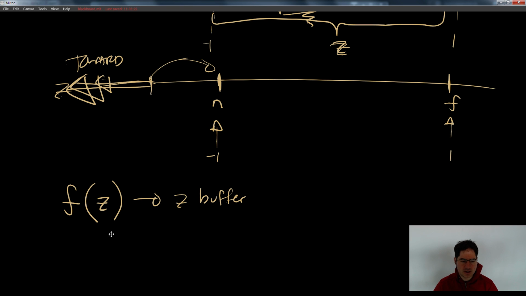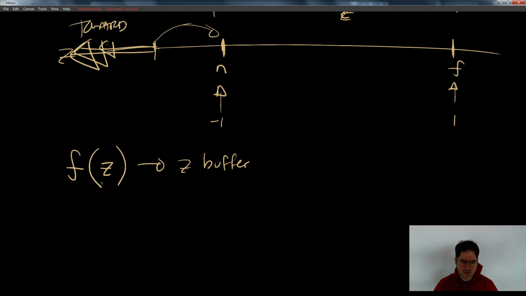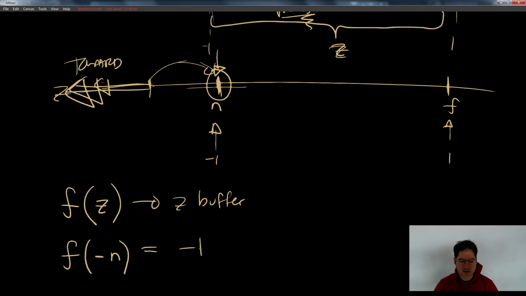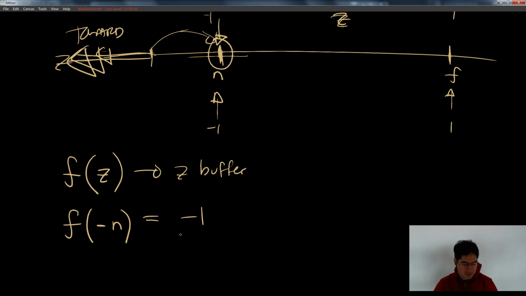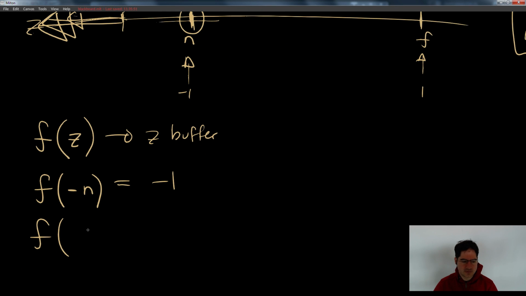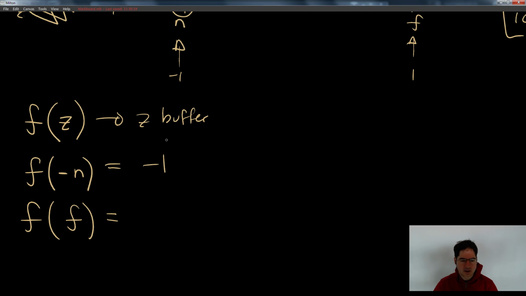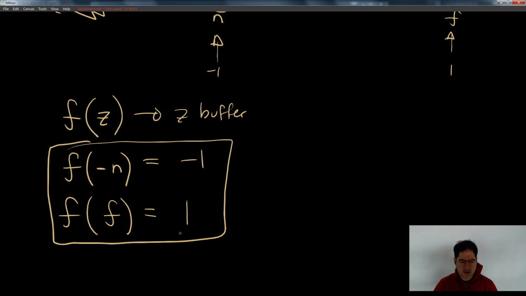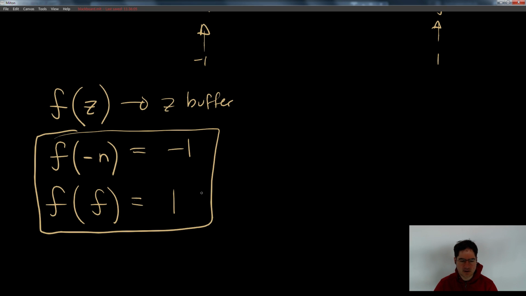Whatever this function is going to be, I know some things about it. I know that if what I feed it is -n, so if I feed it this value right here, this point in the world, I want that to be equal to -1. Furthermore, I know that if I feed it f, I want that value to be 1. So I know 2 distinct points that it has to satisfy, which gives me a lot to work with.